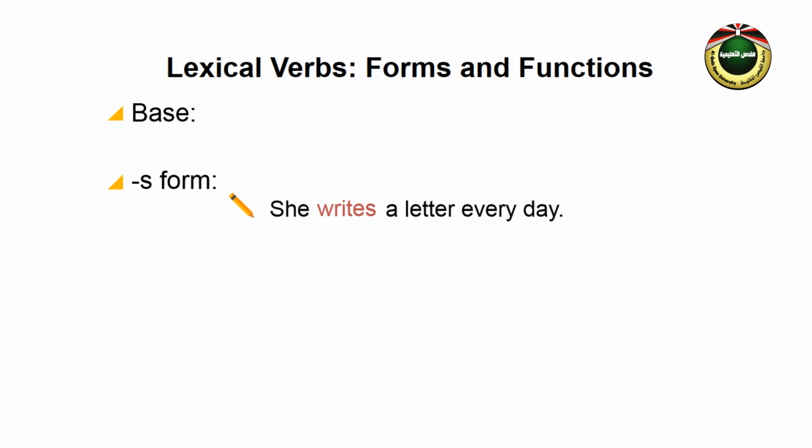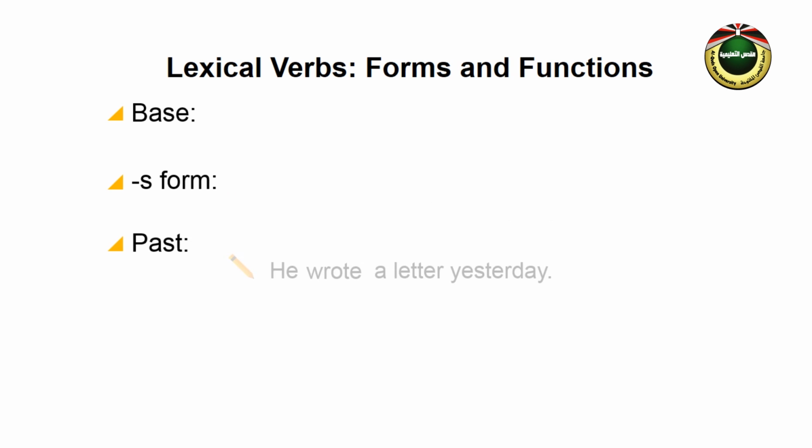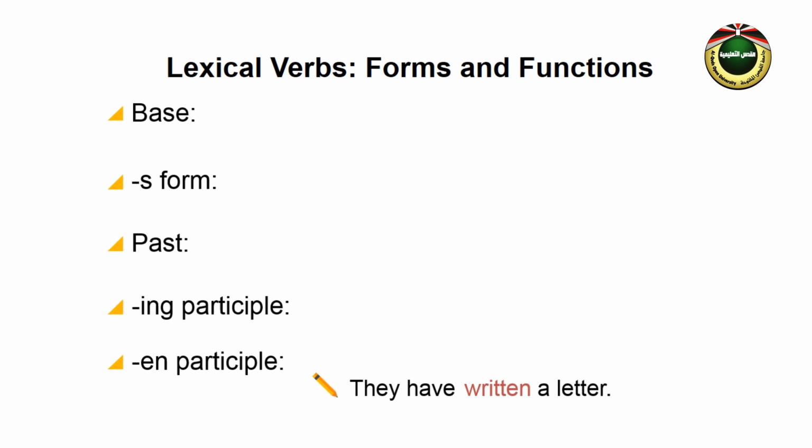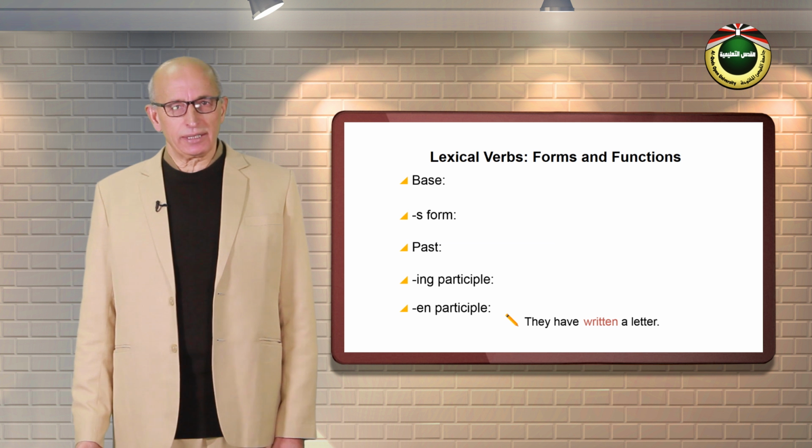She writes a letter every day. Number 3, past, wrote. He wrote a letter yesterday. Number 4, ing participle, writing. They are writing English now. Number 5, en participle, written. They have written a letter.